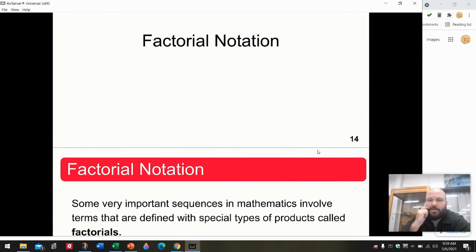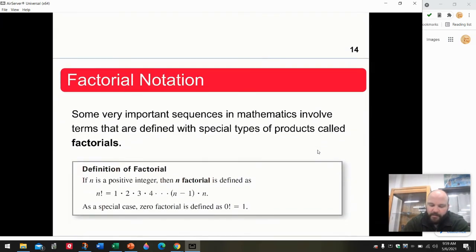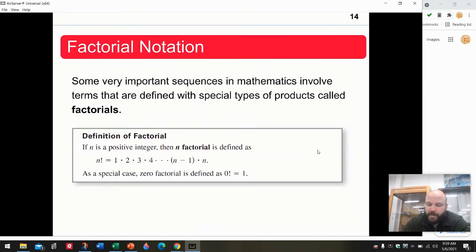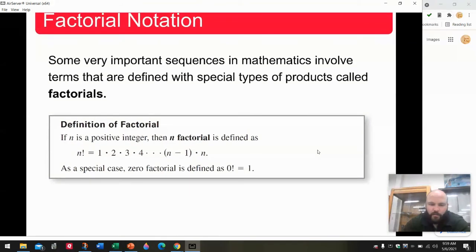So another type of notation that you may or may not be familiar with is something called factorial notation. Factorial notation is pretty important for sequences in mathematics, which involve terms that are defined with special types of products called factorials. Now, the factorial is simply an exclamation point. You can see it right there. But in math, we don't call it an exclamation point, we call it a factorial. And there is a button on your calculator, which I will show you later how to use, and that button is a factorial.